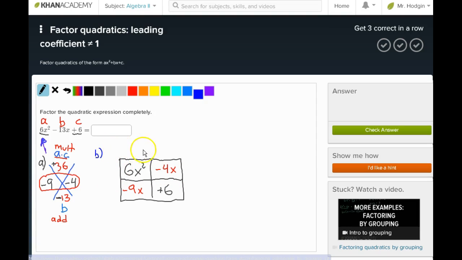Now, we're going to be left with stuff on the top here and on the side here, and those are your answers. So whatever I'm left with up top here and down here, that's going to be the final answer. Okay, so my final answer is going to be written like this in parentheses.